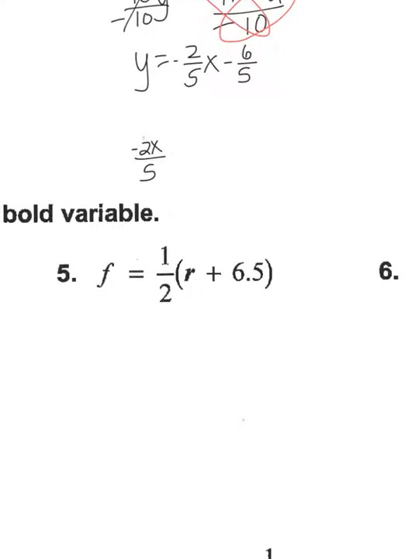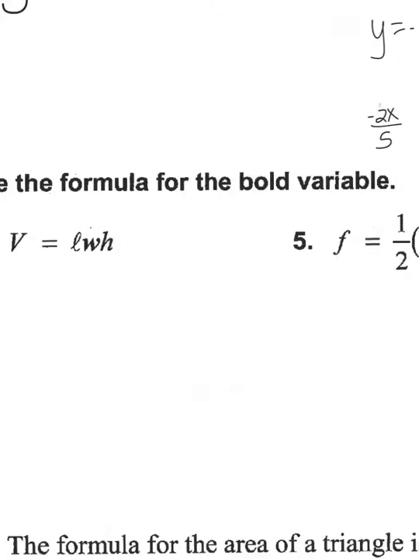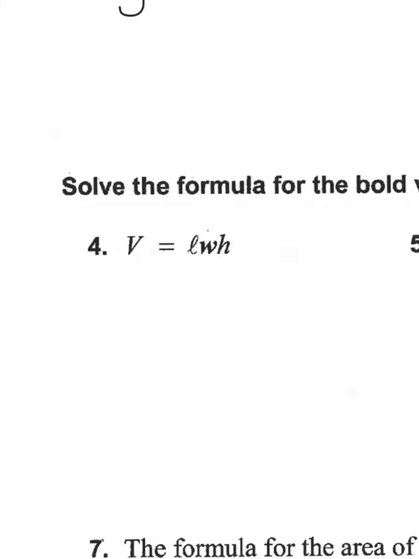So when you have a variable you're going to solve for, this one, all you would do is divide by L and H to get the W by itself. So I'm going to divide both sides by LH. Okay, L divided by L is 1, H divided by H is 1. You're left with the W that you're looking for.